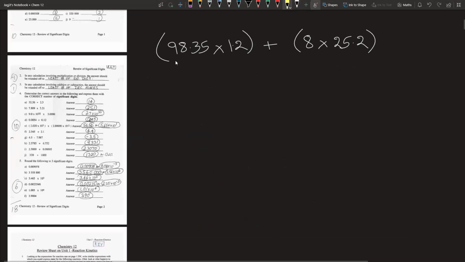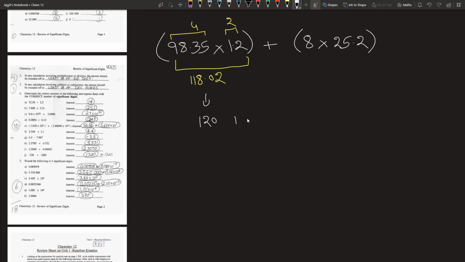So what we're going to do is first do the brackets. We do 98.35 times 1.2. That gives you 118.08. But we have to use our multiplication sig fig rule here. This one had 4 sig figs, this one had 2. My answer should have how many sig figs? 2. So how would you write this as 2 sig figs? You'll make it 120.